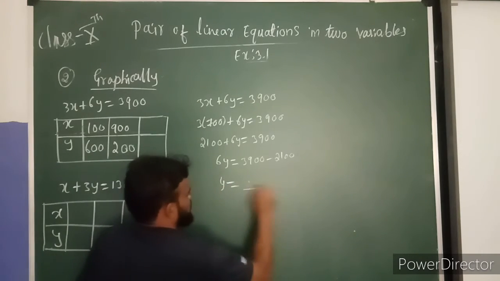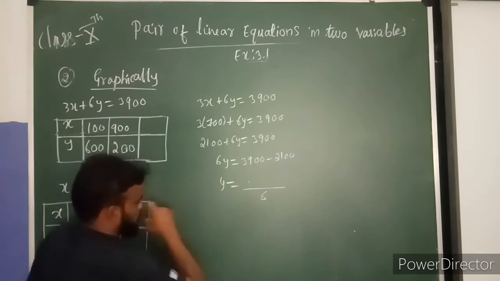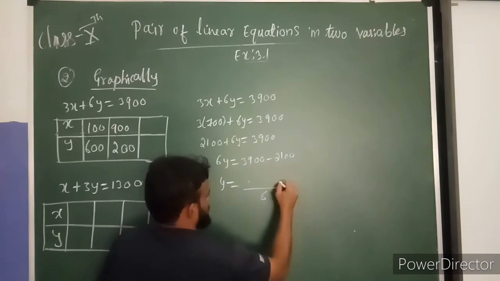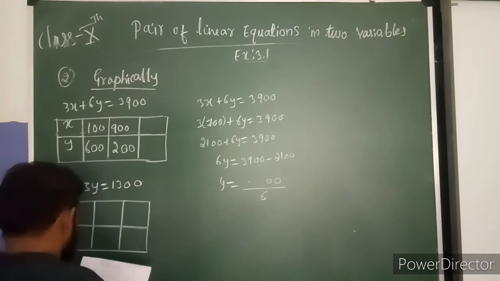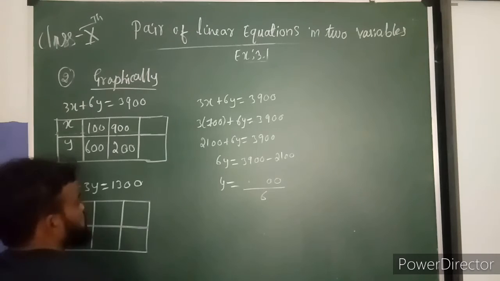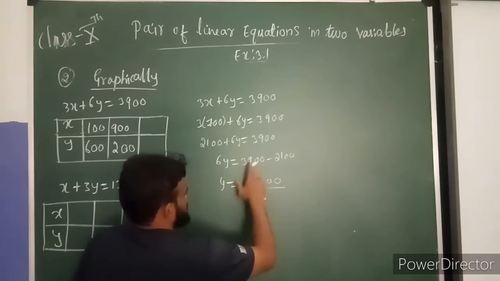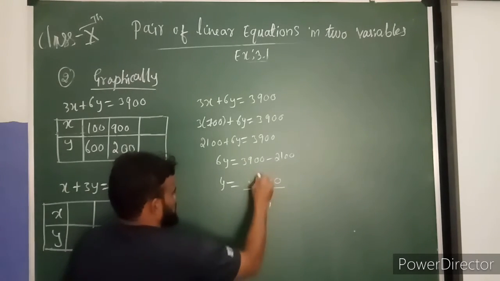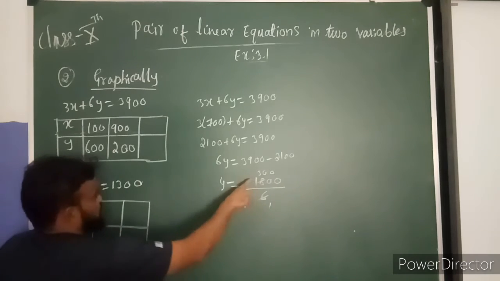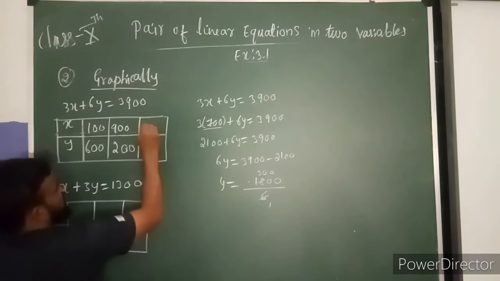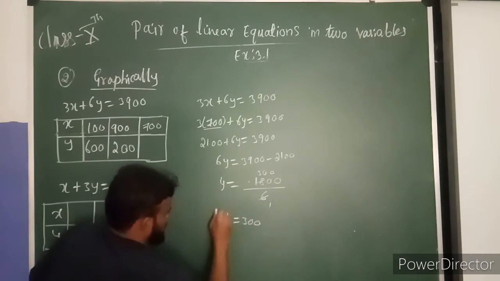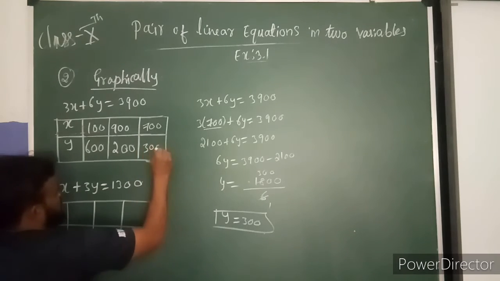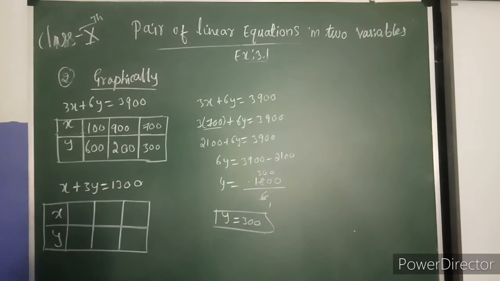So y is equal to, denominator I will take 6, and I will transpose this side. After that, 9 minus 0 is 0, 0 minus 0 is 0, 0 minus 0 is 0, and 3 minus 2 is 1. 9 minus 1 is 8, and 3 minus 2 is 1. 1,800. 6 ones are 6, 6 threes are 18, 6 times 0 is 0. What are we getting? We have taken the value of x as 700, and the y value we are getting is 300. Right? y is 300. Now you can put that.